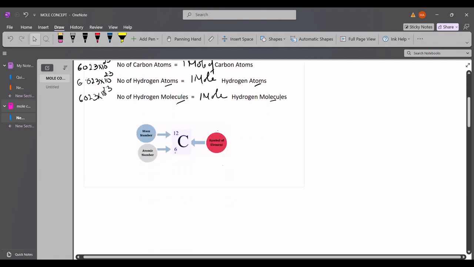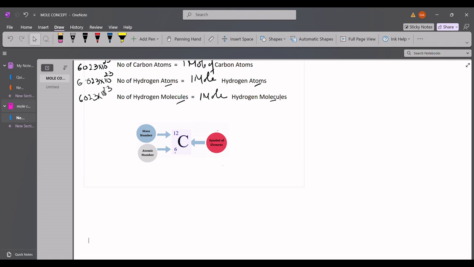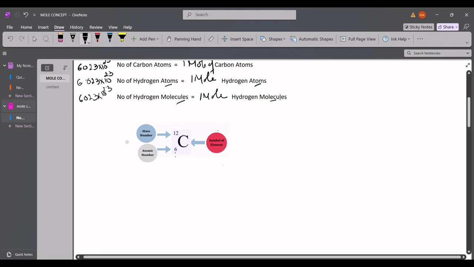Now I have another question: what was the need of this number 6.023 into 10 raised to power 23? Why did Avogadro need this number? To cover this, let us take an example of carbon. We know carbon has atomic number 6 and mass number 12. What is this 12? This is 12 AMU, that is atomic mass unit.